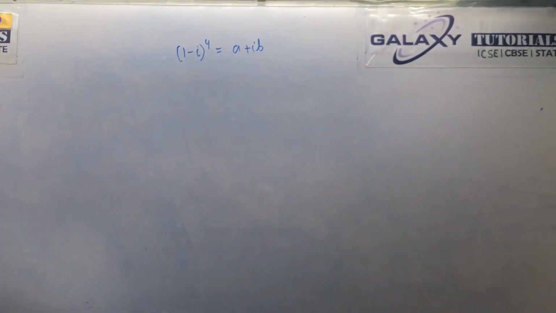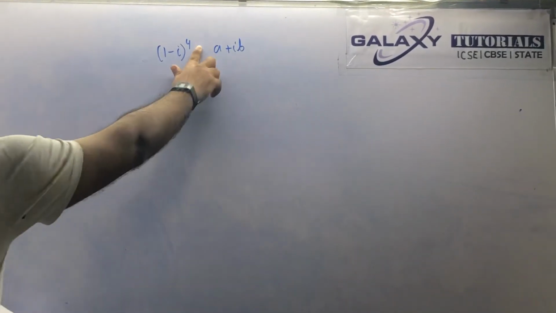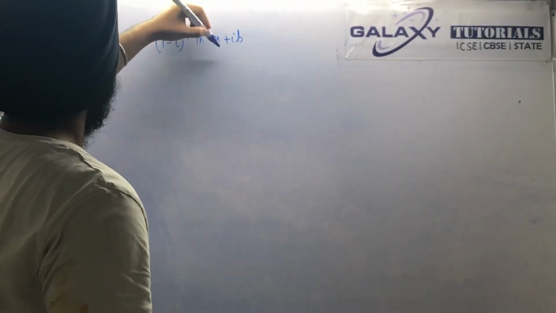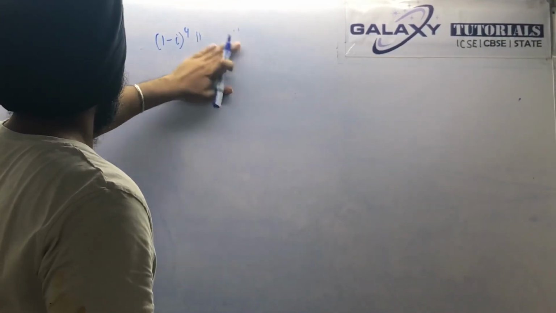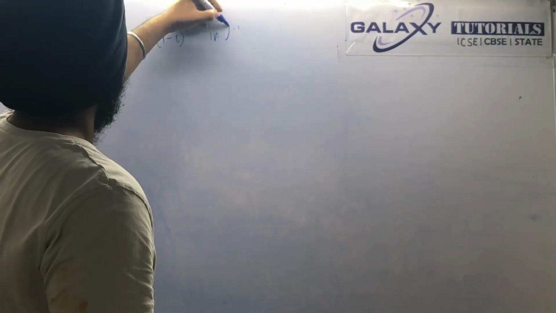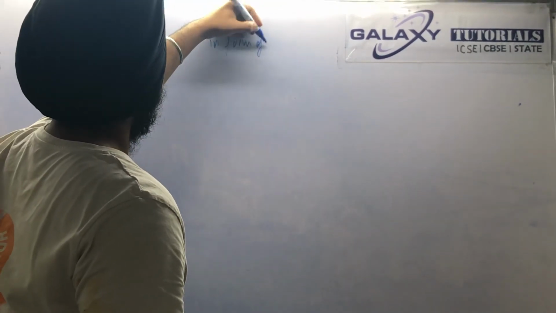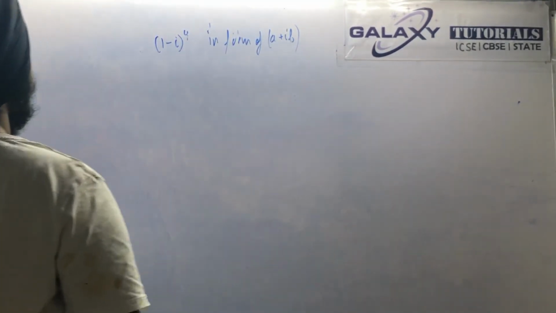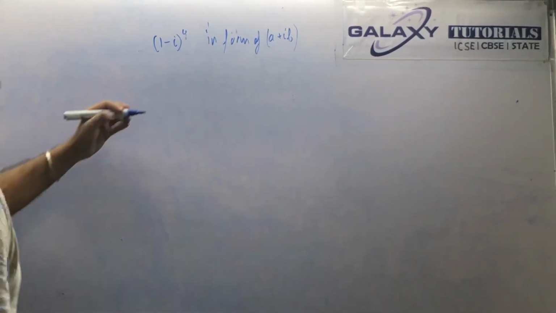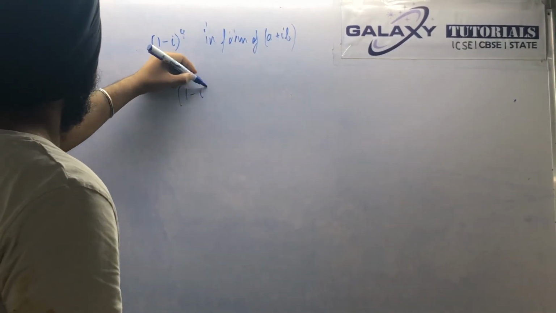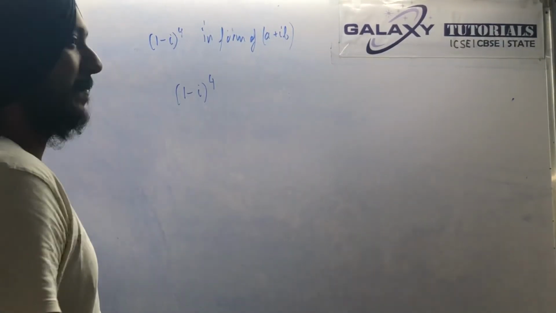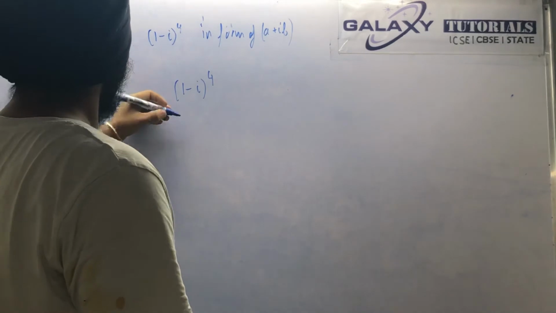Again same, you have to express in this form of a plus iota b. So the question is, okay, first of all you don't know the whole raised to power 4 equation. Okay, the expansion formula you don't know, so just convert it into square.